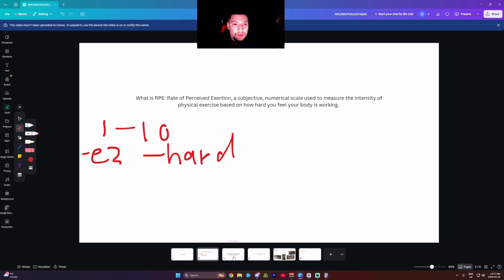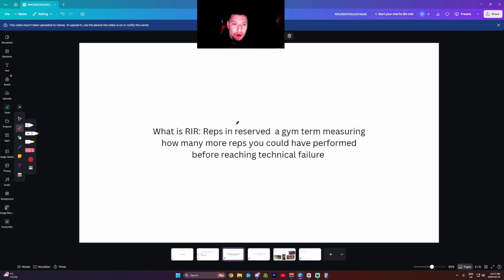Now let's go to the next one. What is RIR? It just means reps in reserve. It's a gym term measuring how many more reps you could have performed before reaching technical failure. This means how many more reps you got left, how many more you had after you were done with that set.